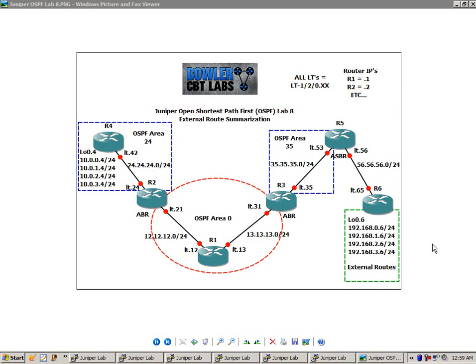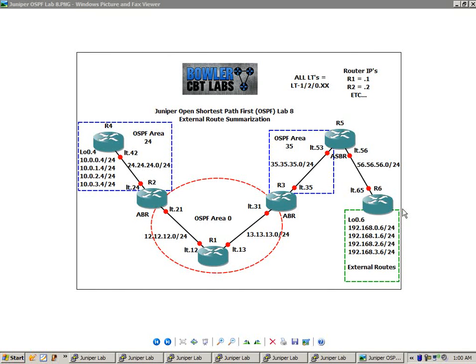Hello, my name is Steve Bowler, and welcome to the Juniper Open Shortest Path First OSPF lab number 8. In this lab, we're going to take a look at external route summarization. And if this network diagram looks familiar, that is because we used it in OSPF lab number 5, 6, 7, and now in OSPF lab number 8.